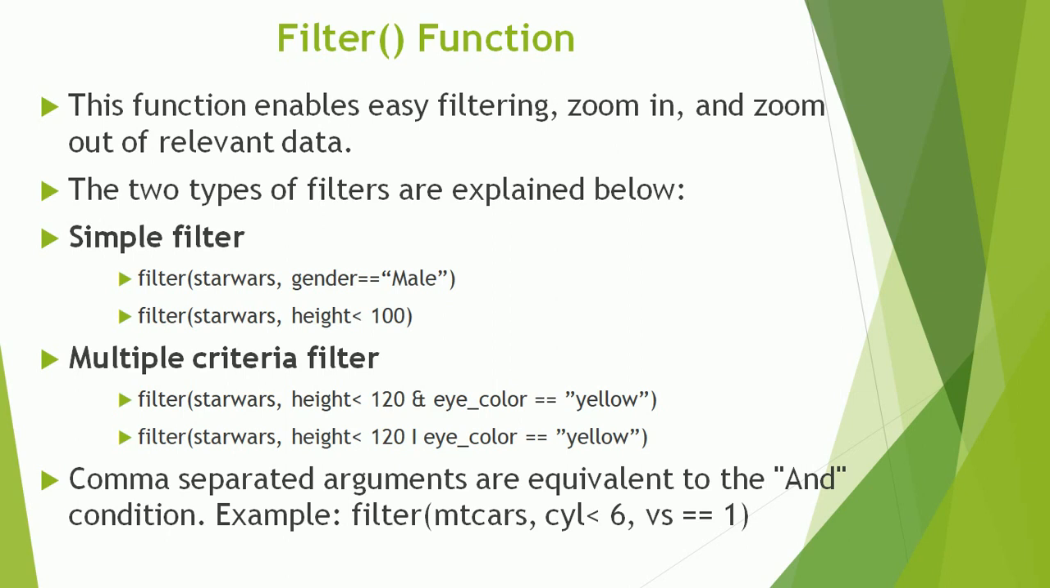The second, like it says that height is less than 100. So the heights are given in centimeters. So I want to find out how many data variables do you have which are less than 100. So height is less than 100.